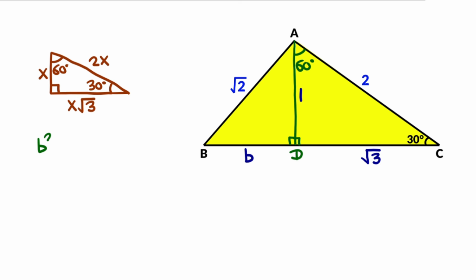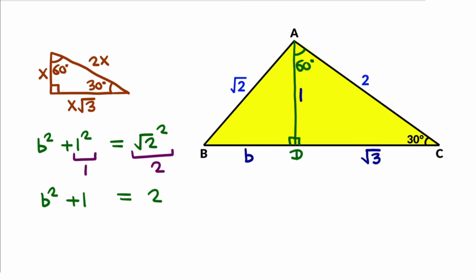So b squared plus 1 squared equals the square root of 2 squared. 1 squared is 1, and the square root of 2 squared is simply 2. So b squared plus 1 equals 2. Subtract 1 from both sides, and we get b squared equals 1. Taking the positive square root gives us b equals 1.